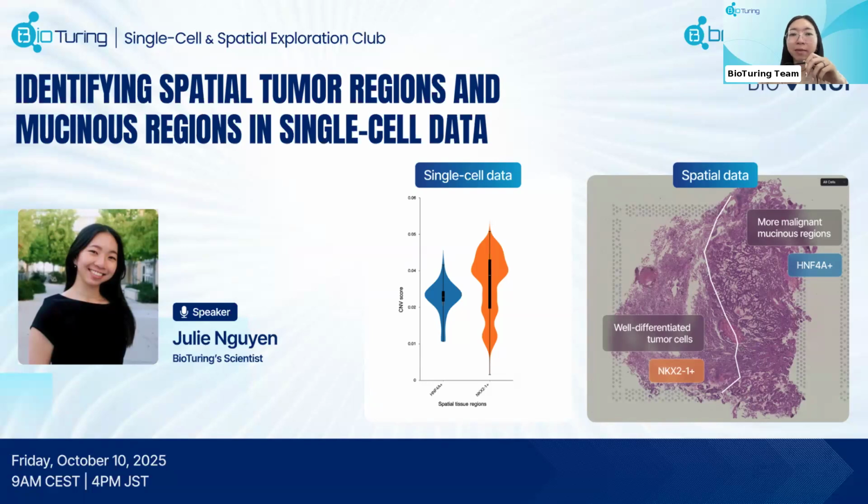My name is Julie. I'm a scientist here at BioTuring, and for this week's club, I'm going to be building on a story that our other scientist, Hazel, was using in a case study in the previous weeks. In that week, she was examining some spatial data, and from the findings from that, I wanted to bring over those findings and those same questions to see if we can see the same pattern in single cell data as well.